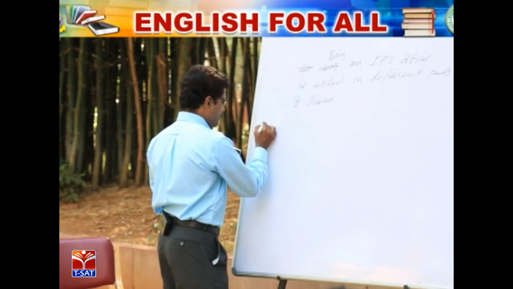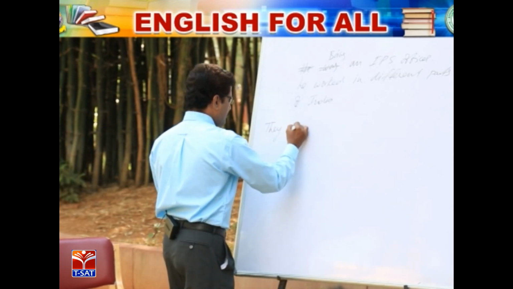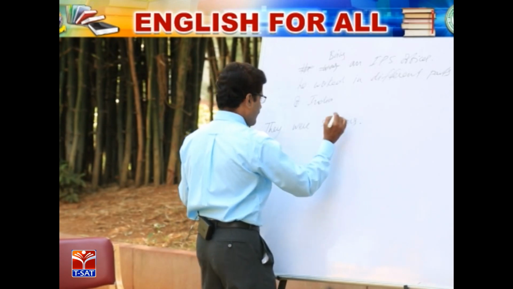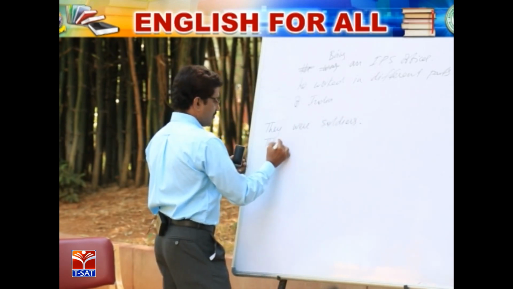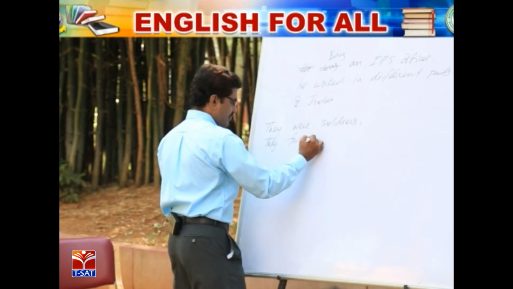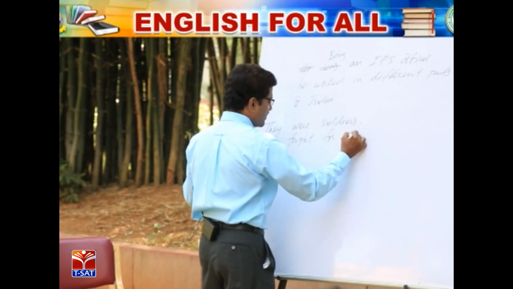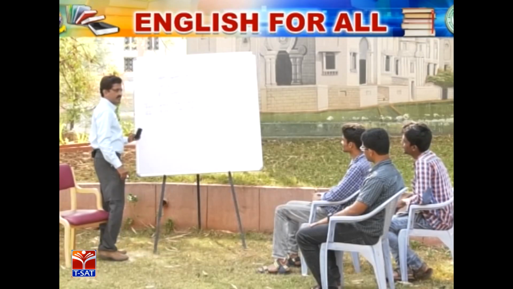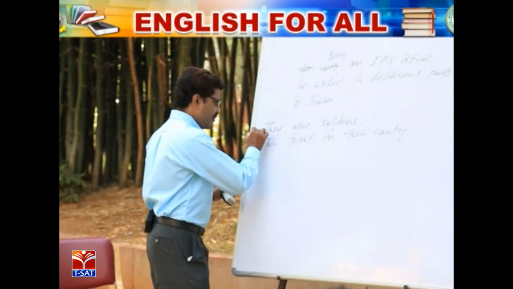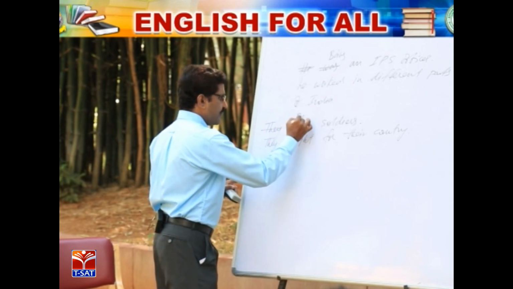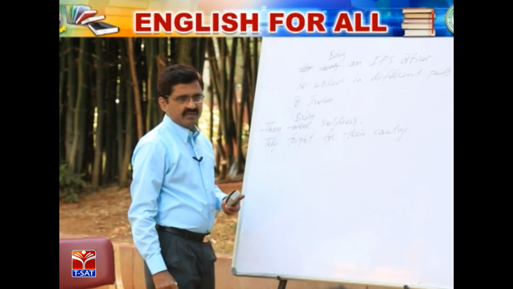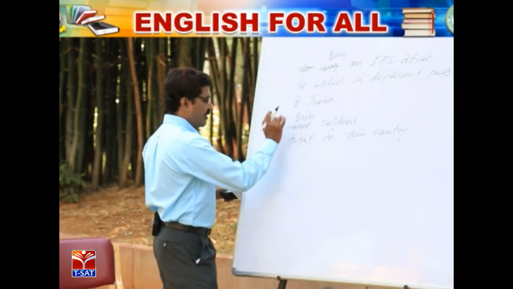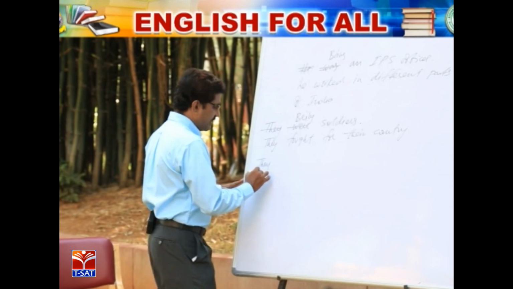Okay, now look at this example. They were soldiers. They fought for their country. Being soldiers, they fought for their country. Remove the subject and put being here. Being soldiers, they fought for their country. Now this sentence can also be written like this. Not only this, all these sentences can also be written in one more way.